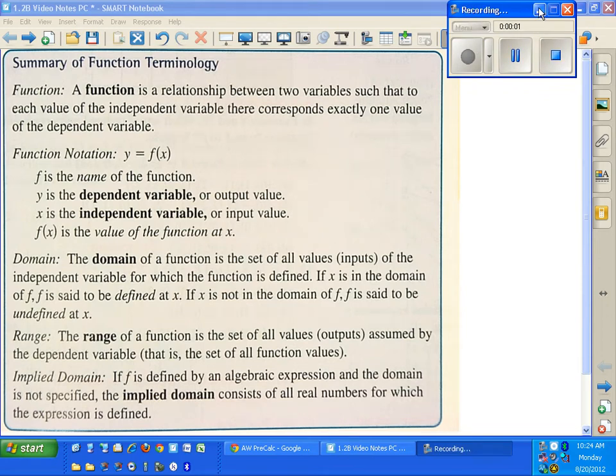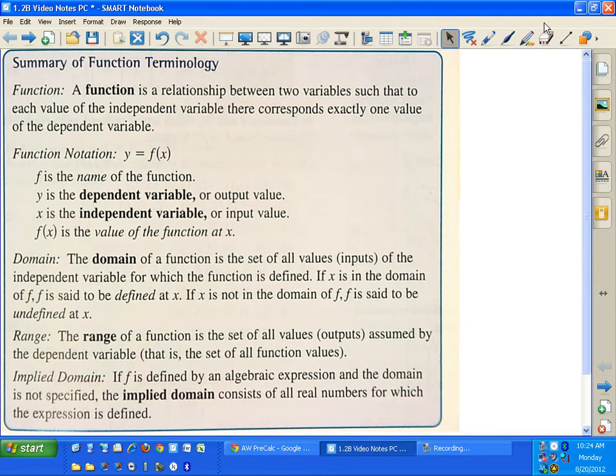Hello and welcome to section 1.2b. We're going to continue on with function and function notation.